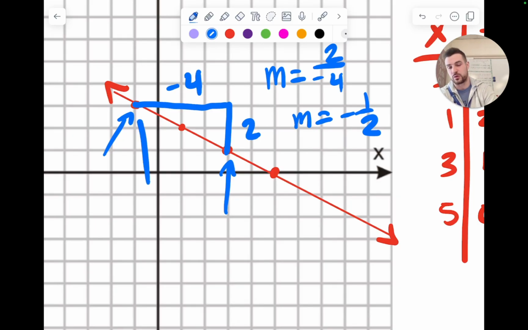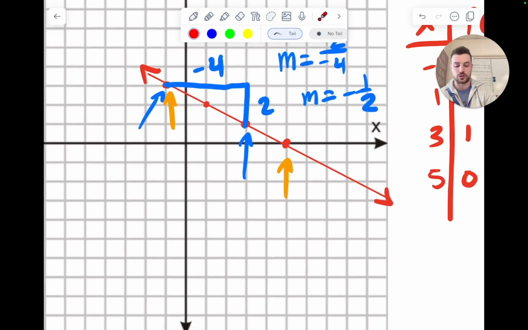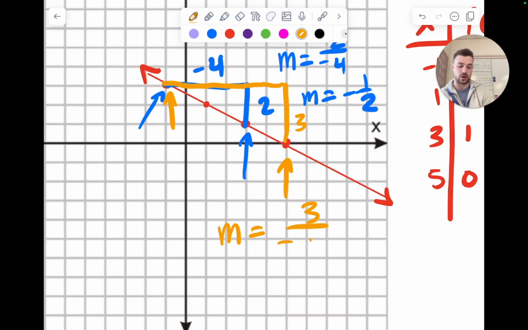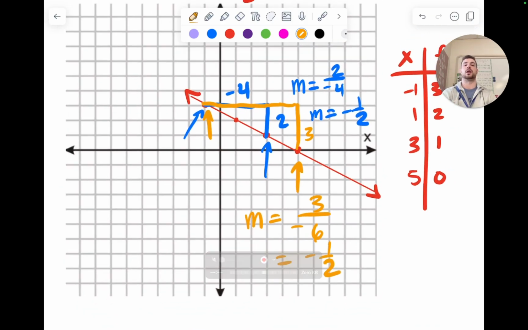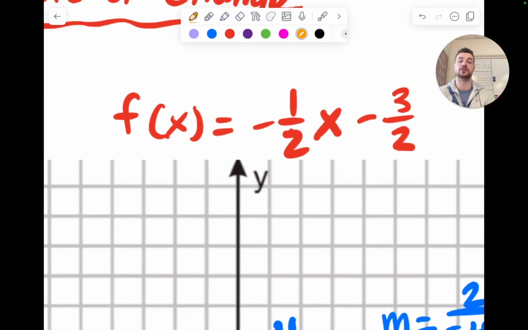So even if I chose, let's do a different color here, this point and this point, the slope should still come out to be the same. Just real quick to show you, we're going up 1, 2, 3, and then over 1, 2, 3, 4, 5, 6. So our slope there would be our rise over our run, which again simplifies to -1/2.